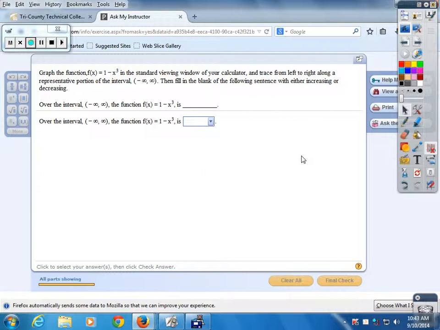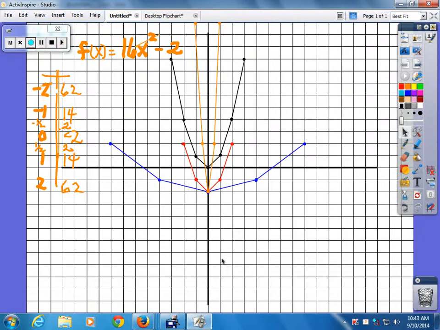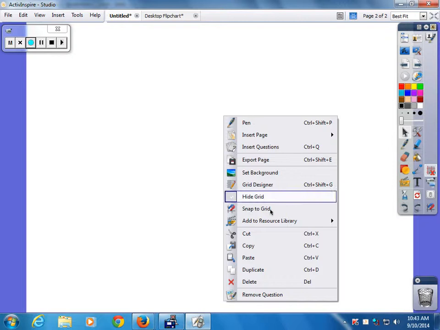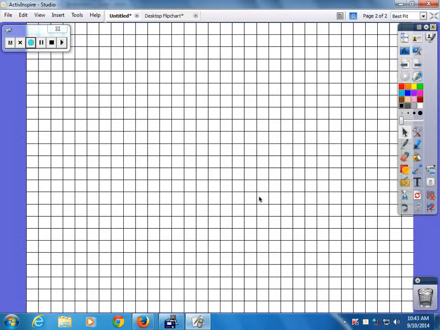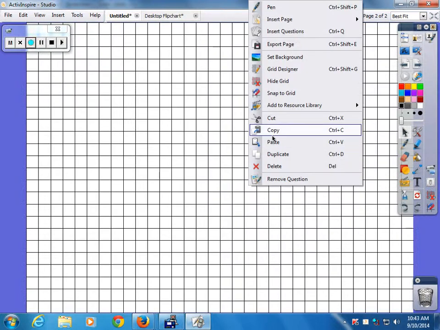So let's take our handy dandy graph. Right now I'm going to turn the grid back on. And this is what your page should look like. I'd like to make those a little bit smaller.